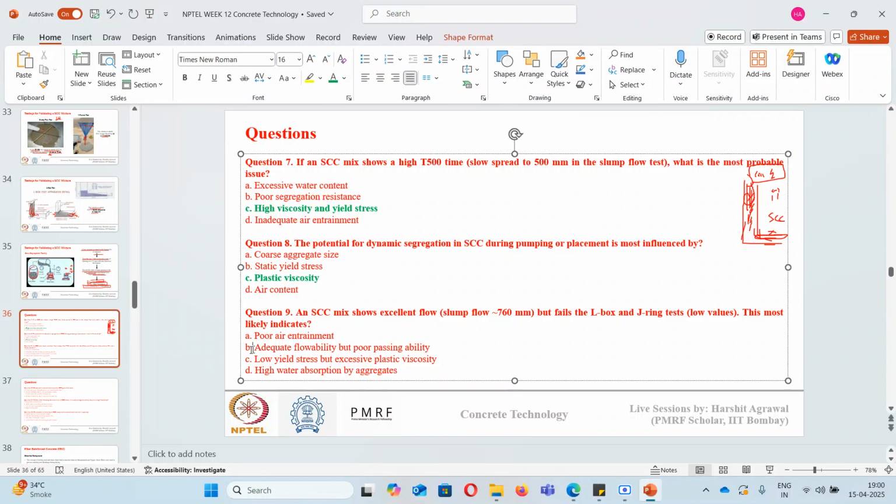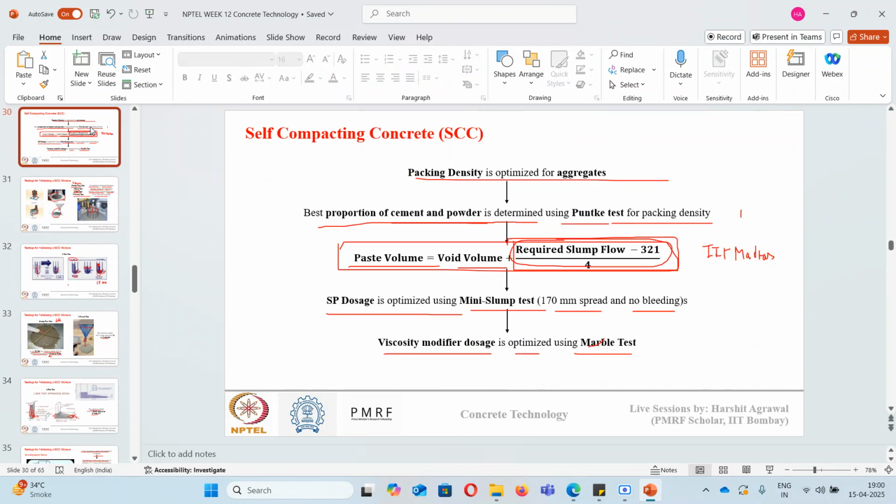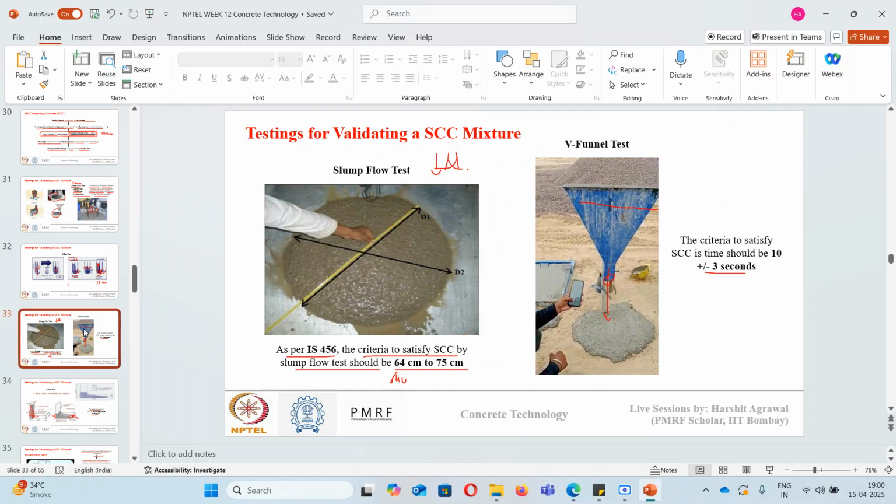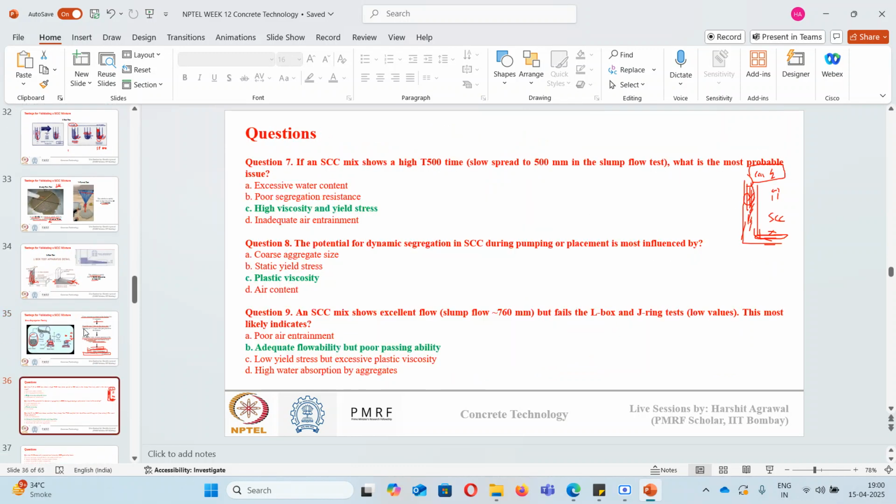Okay, so as the question itself has said about the answer, the correct answer is adequate flowability but poor passing ability. It has an excellent flow, so it means it has adequate flowability that is needed, but it fails the L box or J ring test. As we saw earlier, if anyone remembers, the J-ring test talks about passing ability, and the L-box test also talks about the passing ability. So though the concrete is flowable, it is failing. It has a poor passing ability.